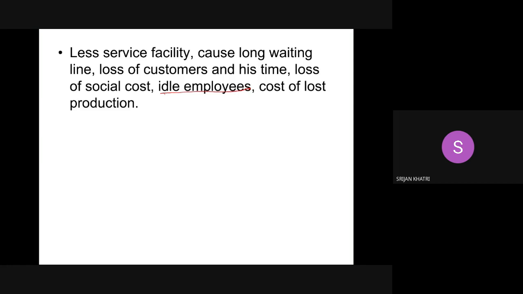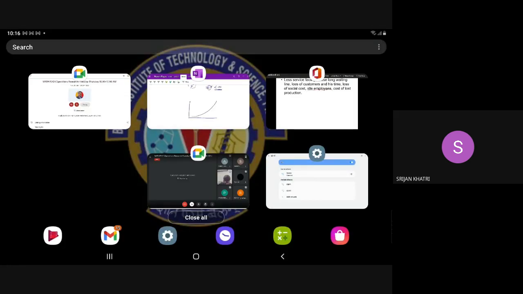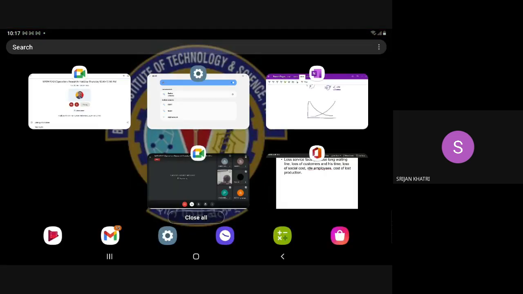I was talking, if we have more facility, we have more service cost. If we have less service facility, then there is more waiting cost. So here there is a decrease in the service cost, but it increases the waiting cost, right? So what we have to do here?